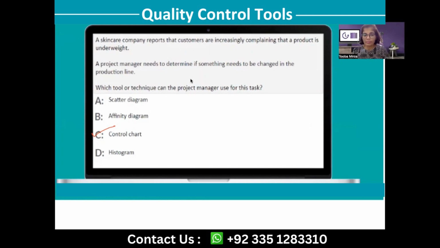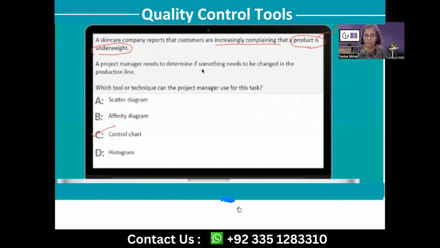So the original question asks for the tool or technique that can be used. Customers are complaining the product is underweight. We won't use a scatter diagram, that wouldn't give us any useful information. Same is the case for affinity diagram, it doesn't really make sense here. There we would have two choices, between the control chart and the histogram.